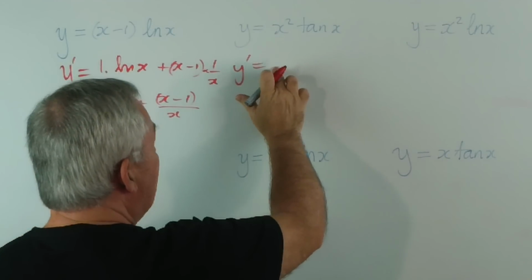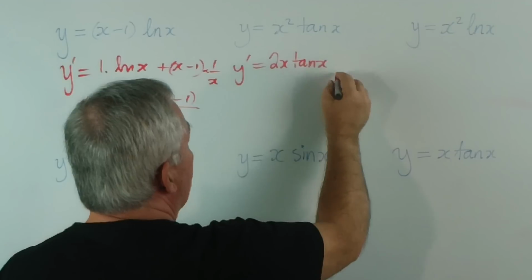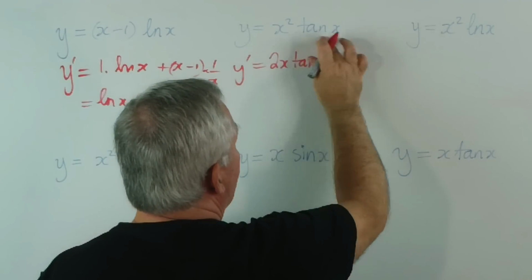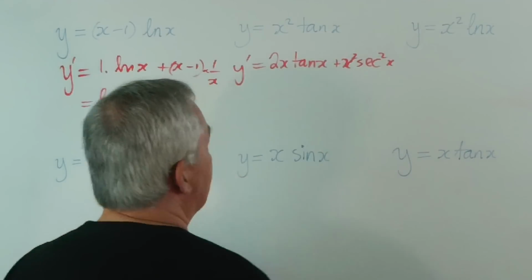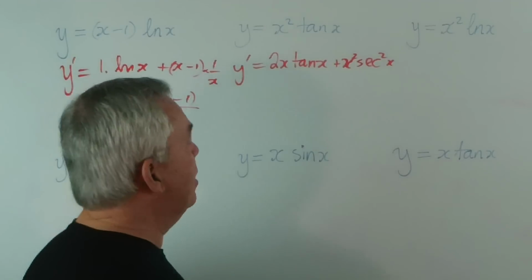Derivative here will be 2x times tan x plus, leave the x squared alone and multiply by the derivative of tan x, which is sec squared x. And in fact you really can't simplify that much beyond taking x out as a common factor.